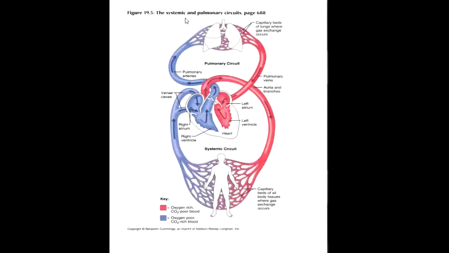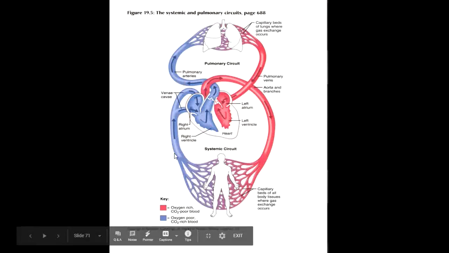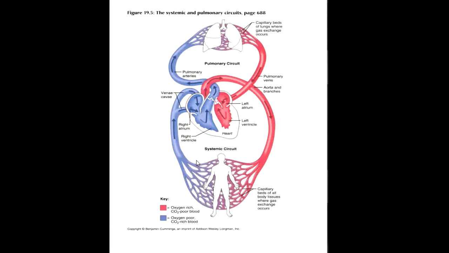So this is a picture of these circuits. Red stands for oxygen-rich blood. This is the blood that has come from the lungs and is being pumped out to the body. The blue color is deoxygenated blood, meaning that it's used up all its oxygen. It's got a lot of carbon dioxide on it, and it needs to go back to the lungs to be reoxygenated and to drop off the waste gases. So the right side of the heart deals with deoxygenated blood, and the left side of the heart deals with oxygenated blood.